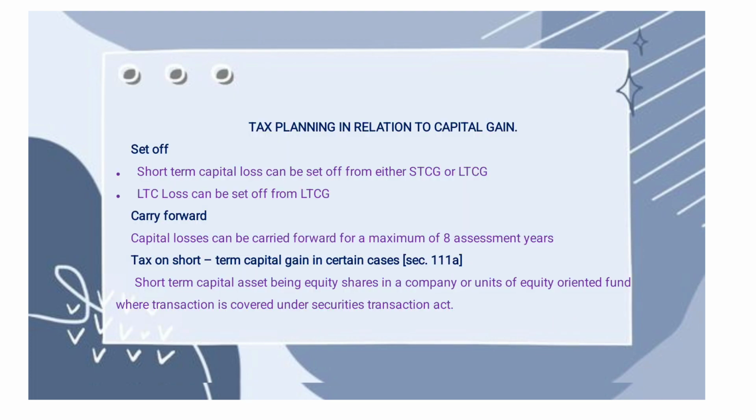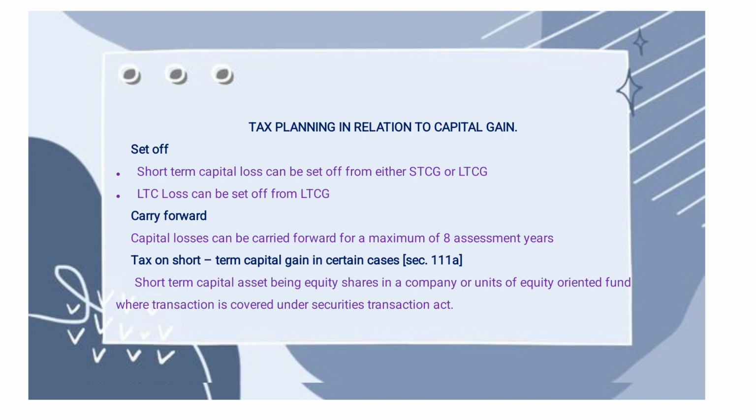Then tax planning in relation to capital gain. How do we set off a loss arising from short-term capital loss or long-term capital loss while calculating income tax? If a loss arises from short-term capital loss, it can be set off against either short-term or long-term capital gain. But if long-term capital loss arises, it can be set off only against long-term capital gain. It cannot be set off against short-term capital gain. If the capital losses are not set off in the financial year, then that loss is carried forward for a maximum of 8 assessment years.